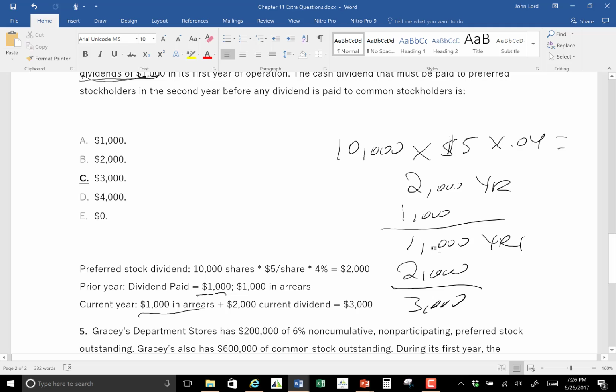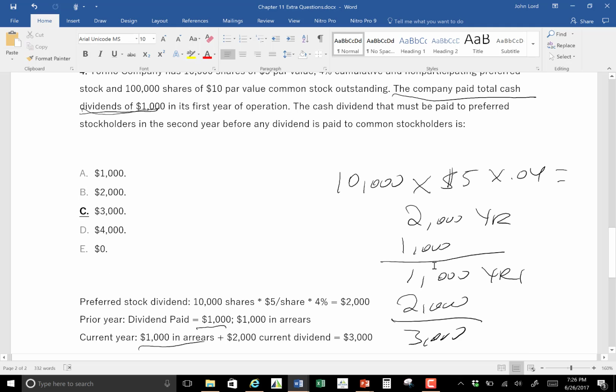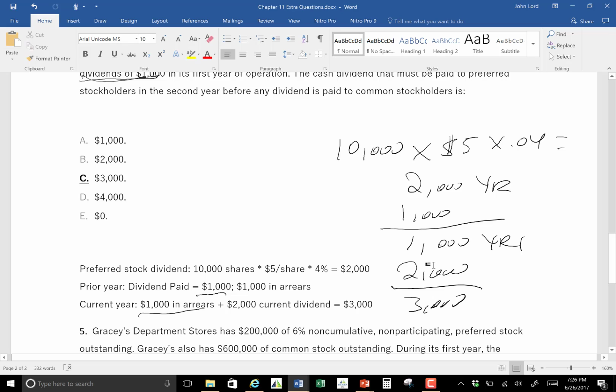From year 1, plus year 2's $2,000, they get $2,000 a year, don't they? So before we can pay any amount out to the common shareholders, we have to pay the amounts in arrears to the preferred, get them caught up in the current year, and then we can start to pay amounts out to the common shareholders.